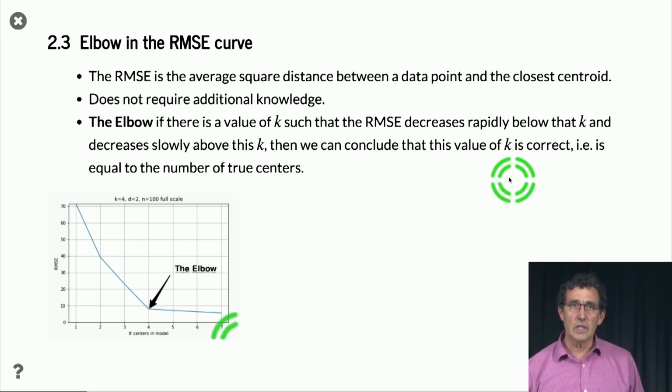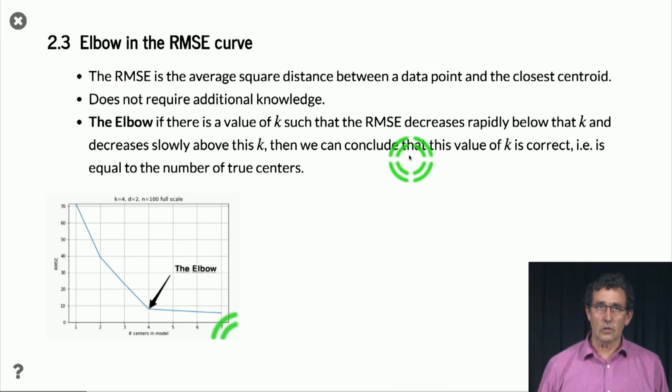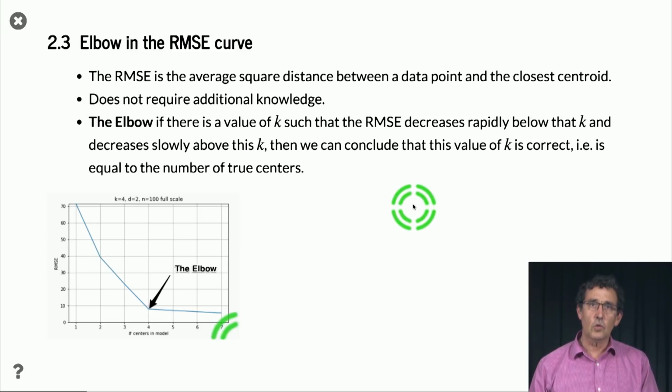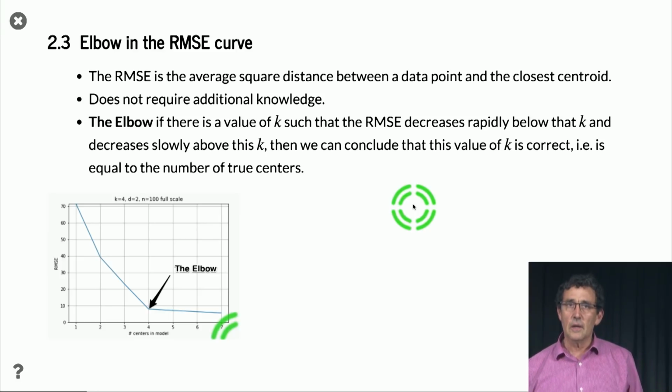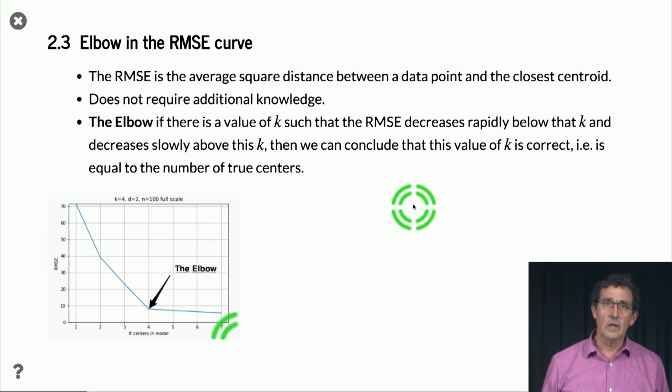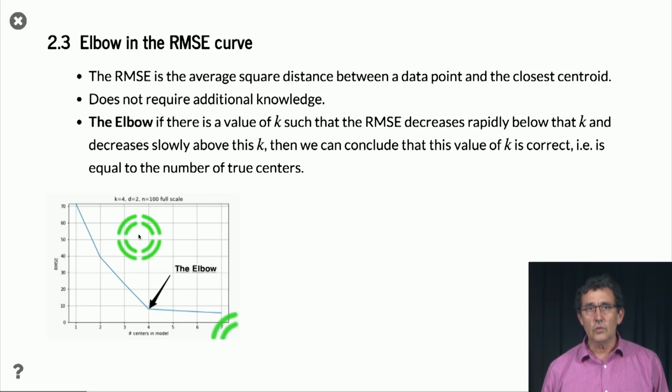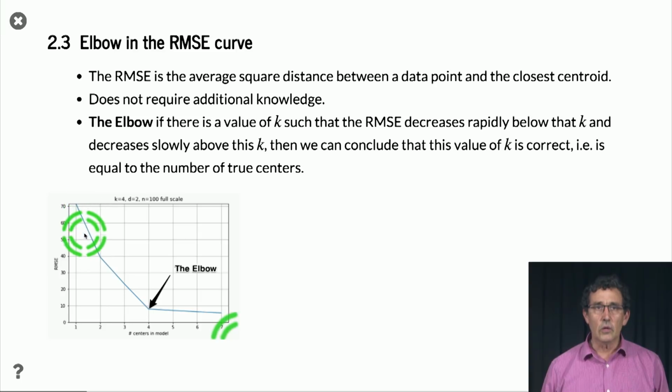Finally, we have the RMSE curve and the elbow in the RMSE curve. The RMSE is simply the average of the square distance between the data point and the closest centroid, the closest centroid that was generated by k-means. So in this case, we don't need to know anything about the true centers. We can just use the centroids that we got and measure this distance. And very similar to what we saw in PCA, we're looking for an elbow.